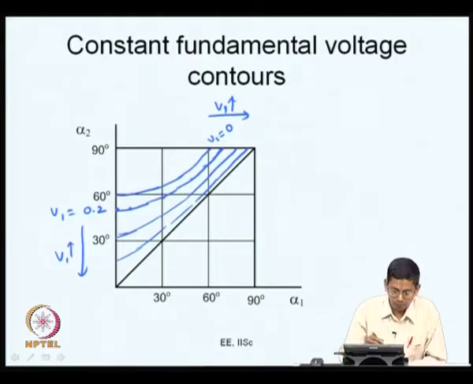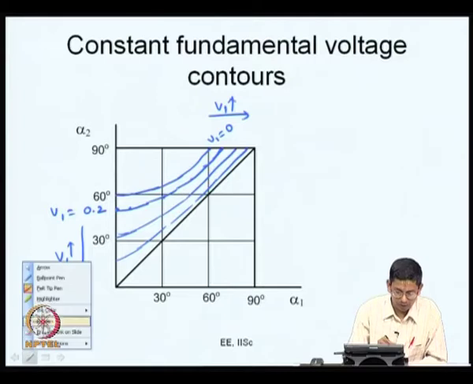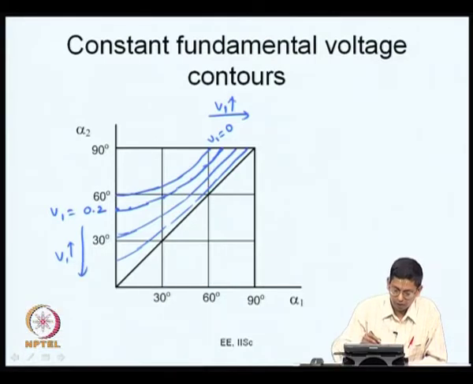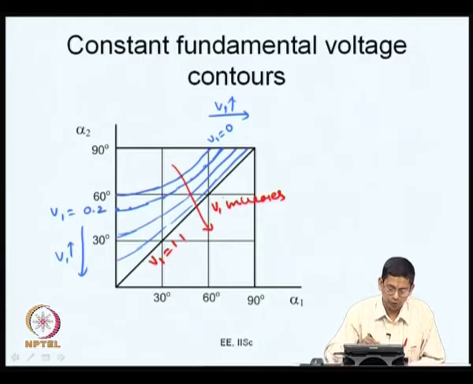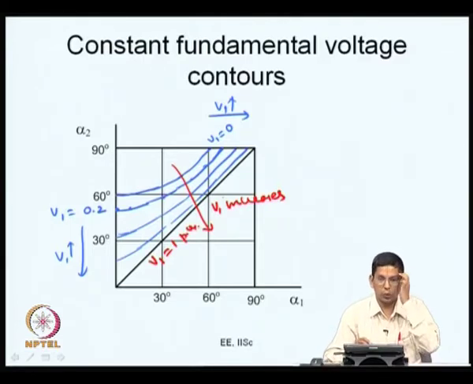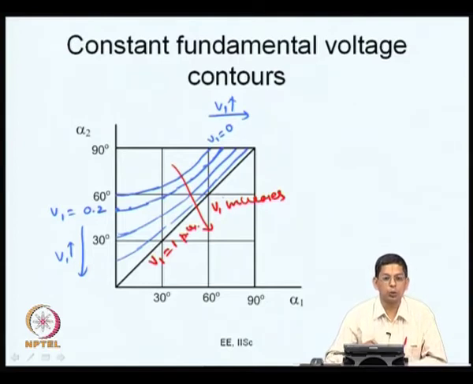So, I think I should better draw it in this fashion. Let me take a red ink here. So, if I move in this direction, V 1 increases. And what is my V 1 along the alpha 1 is equal to alpha 2 line? V 1 is equal to 1 per unit. V 1 is equal to 1, alpha 1 is equal to alpha 2 is a square wave, and therefore, that is equal to 1 per unit.